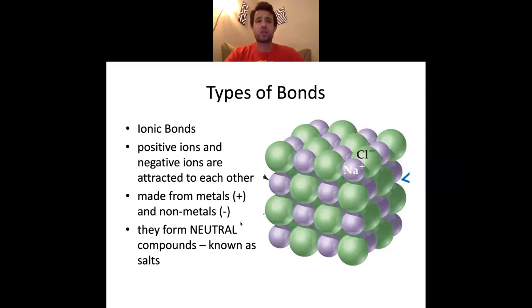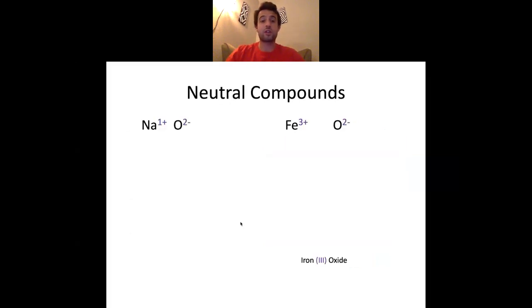So let's say your metal has a charge of +1. For every 1+ you have, you're going to need one negative 1. But let's say you're dealing with an ion that has a higher charge. Maybe you're dealing with like a -3. Then the question becomes, well, how many +1s do I need? I'm going to need 3 1+ ions to cancel out my 1 3- charge. As you can maybe tell, that gets a little bit more complicated. So what I have next for you guys is some examples of how to form neutral compounds.